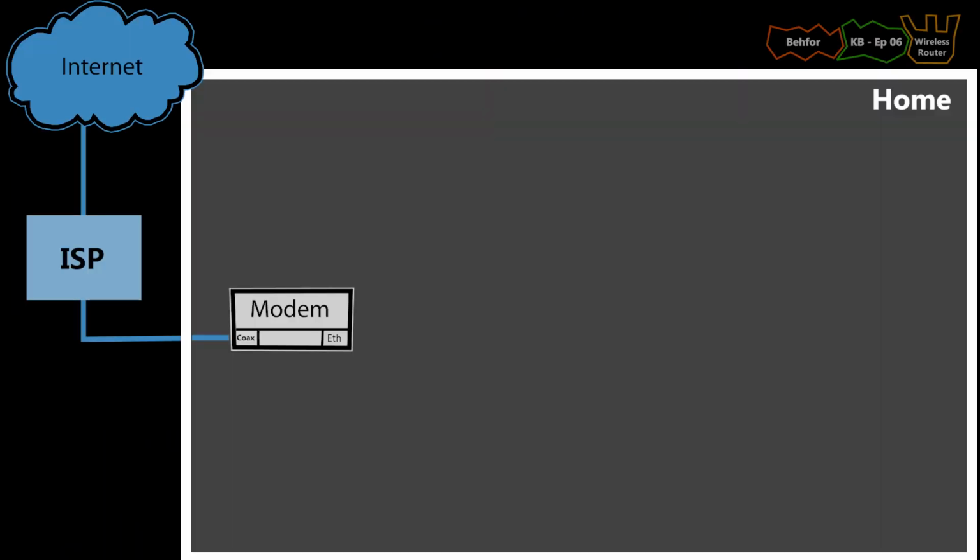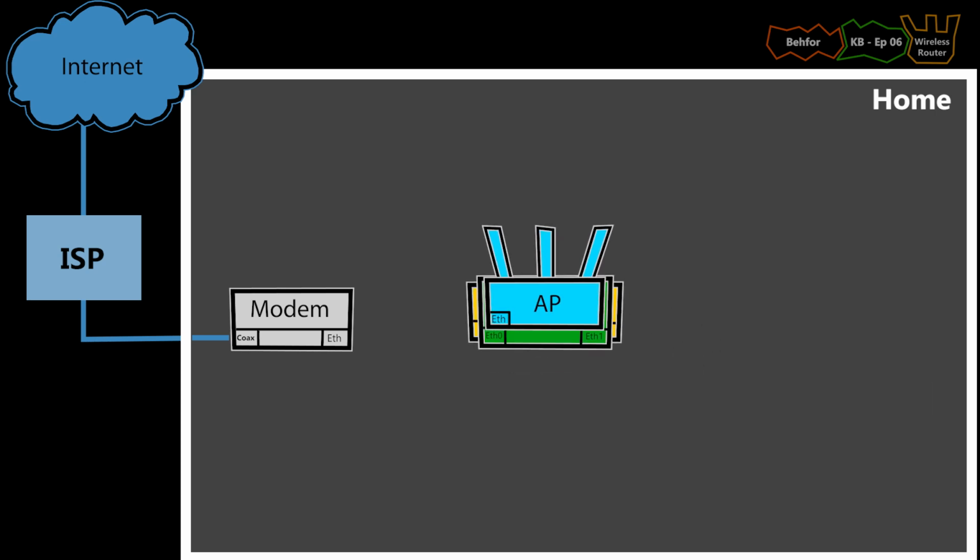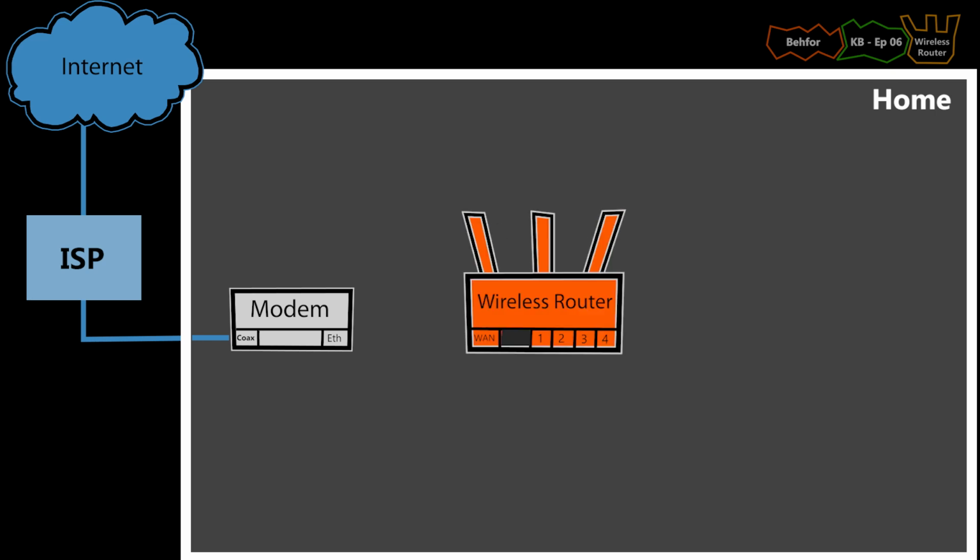In the KB series, we already talked about routers, switches, and access points. I would recommend to watch those videos first if you haven't already, because in this video, we're gonna somehow combine all those devices together and create a new one, which is called a wireless router.